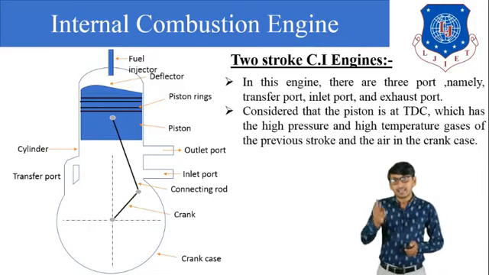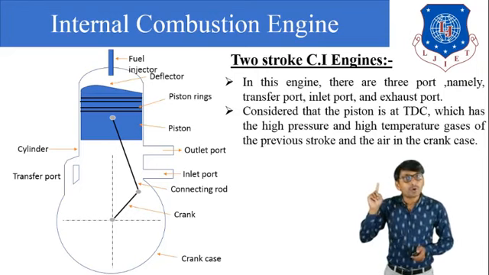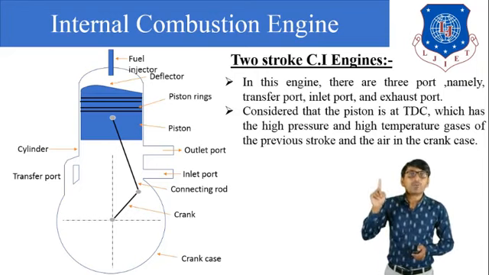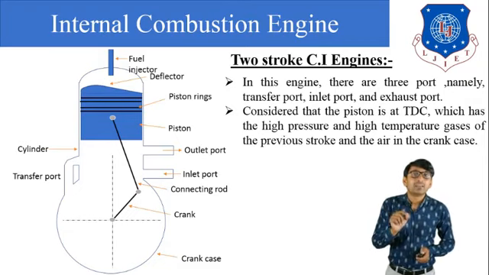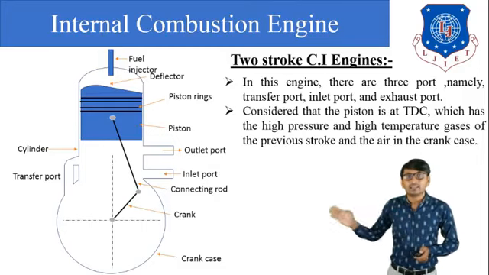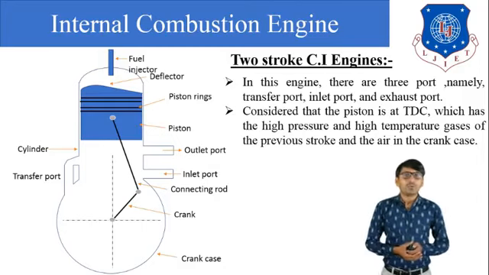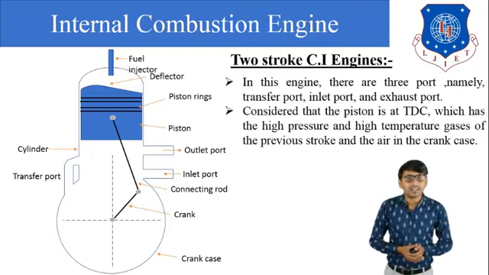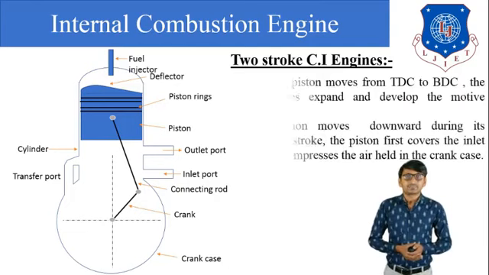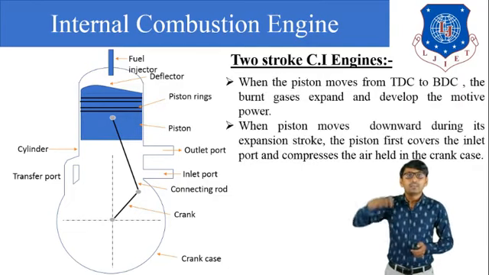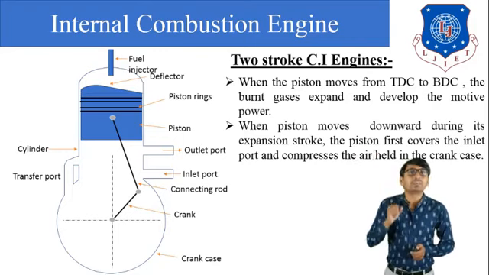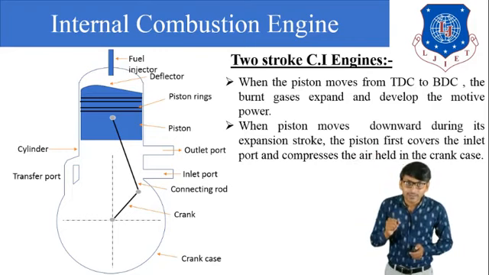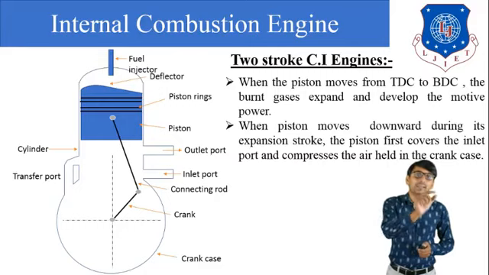What is the difference from the petrol engine? In a two-stroke petrol engine, there is a mixture of air and petrol in the crankcase, but in a diesel engine, there is only air in the crankcase. Okay. So we have to consider these two things before the starting of the cycle. Then, when the piston moves from TDC to BDC, the high temperature gas present at the upper side of the piston expands, so power is developed.